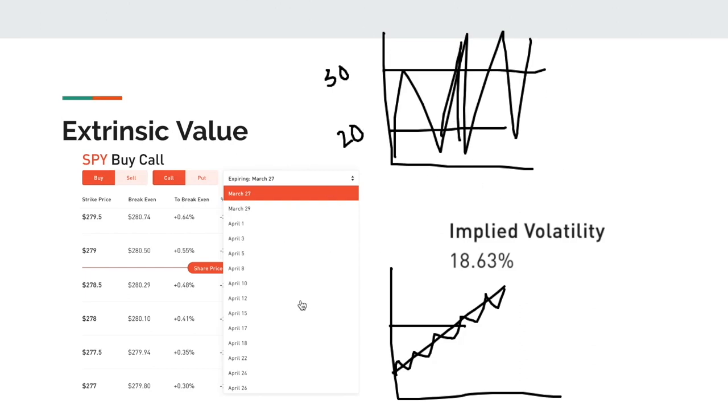And as you go out more and more in time, both the time and implied volatility will make the option more expensive. So we're going to go back to the video that we had shown you earlier on Robinhood just to re-explain this again, just so you can try to get the hang of it. Because this is very important to understand. It is literally your guideline to knowing which options to buy and which options to stay away from.